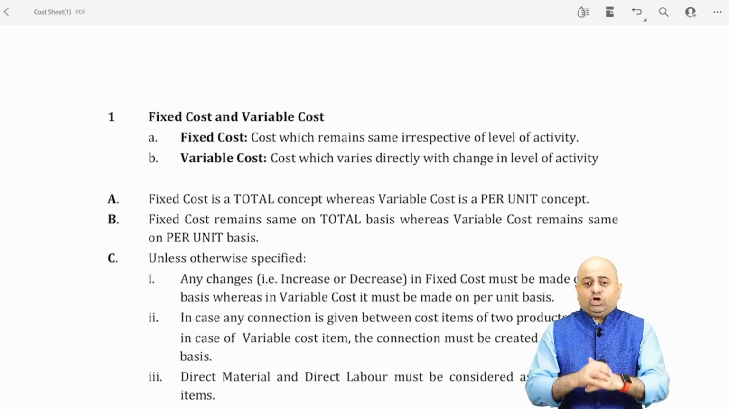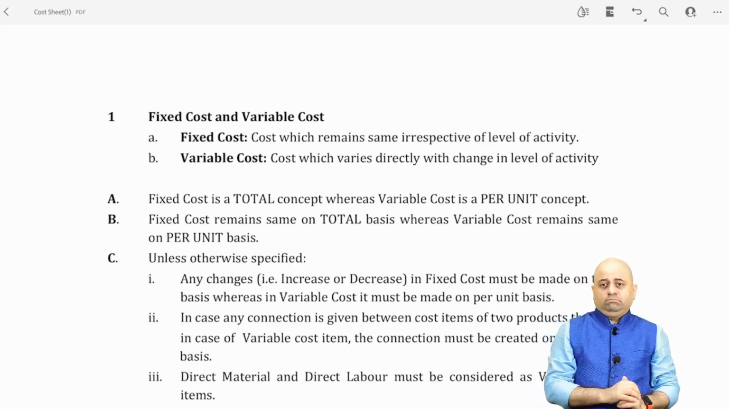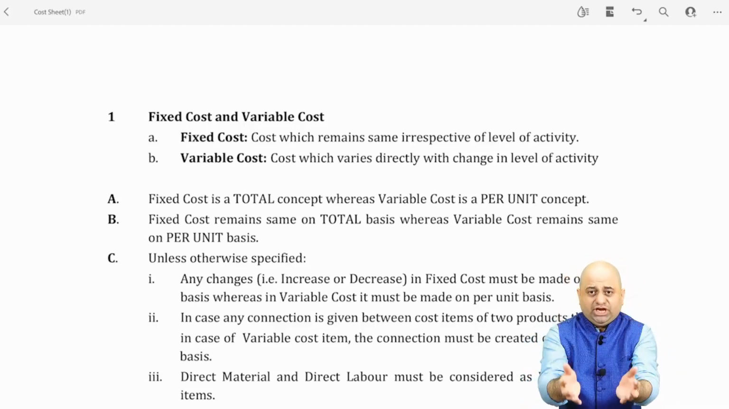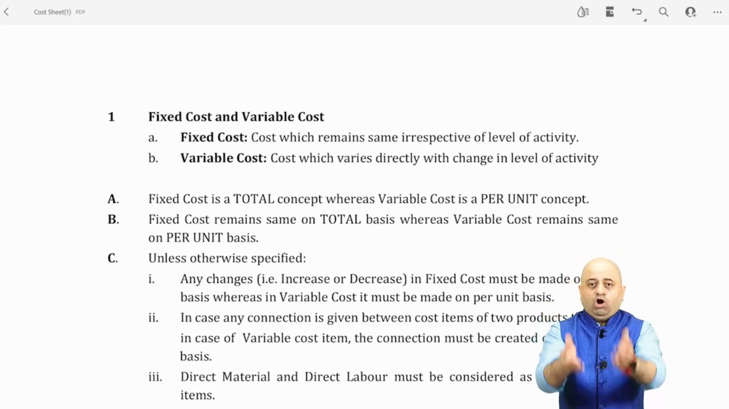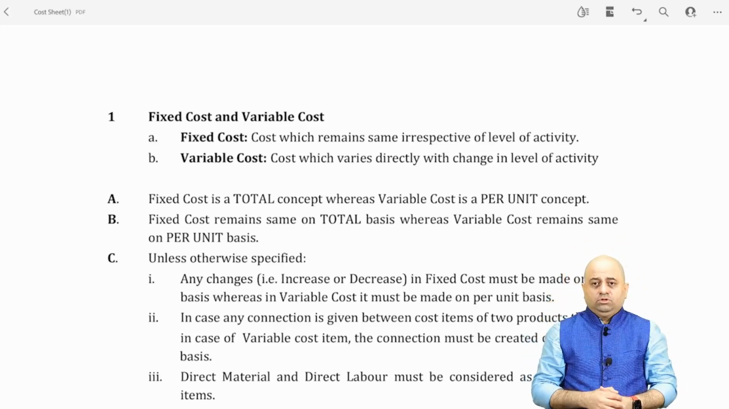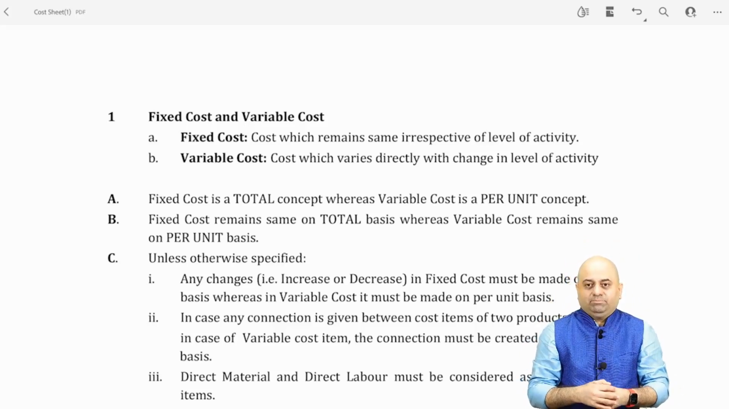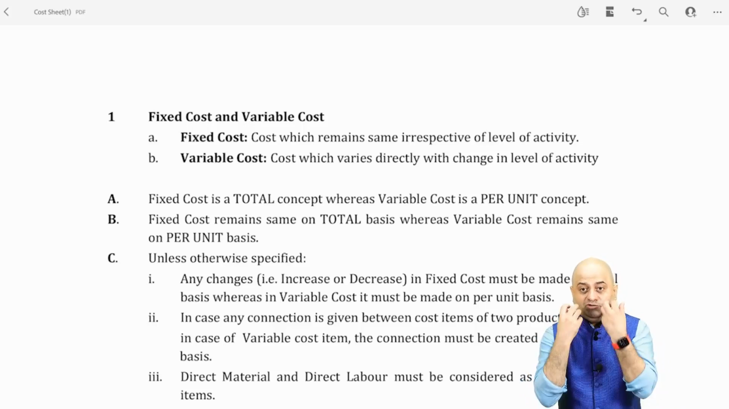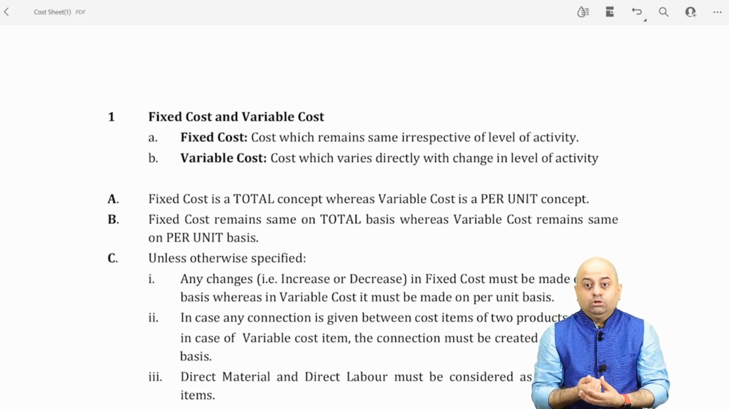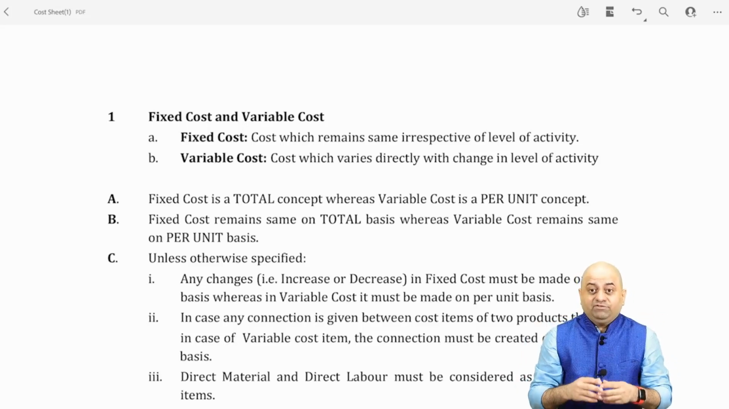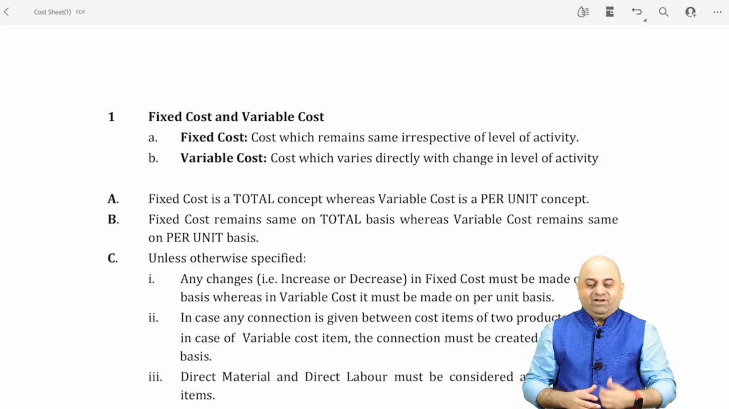What is fixed cost? Fixed cost is the cost which remains the same irrespective of level of activity. Whereas variable cost is the cost which changes with level of activity. The best example of fixed cost is rent. Simplest possible example in fact is rent. Whatever number of units you produce, whatever activity you do in the place that you have hired, the rent will not change. In fact, if you are in the business of manufacturing and even if you don't produce anything, still the rent will not change.